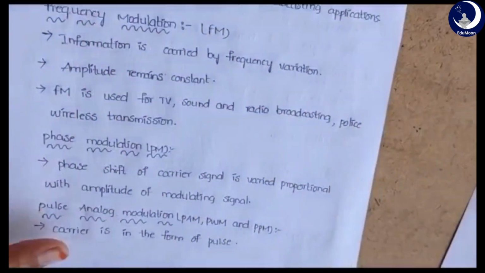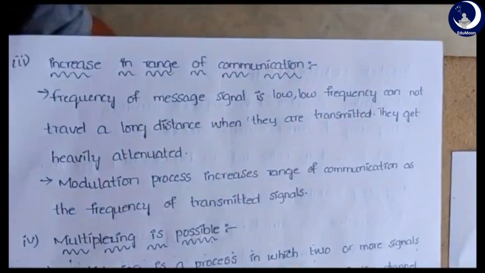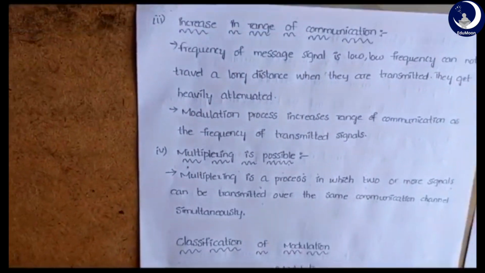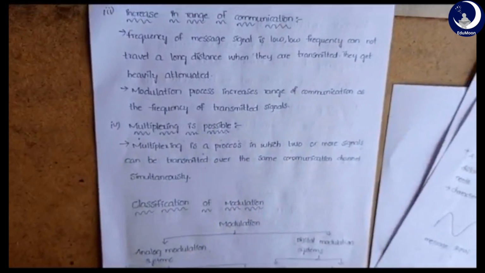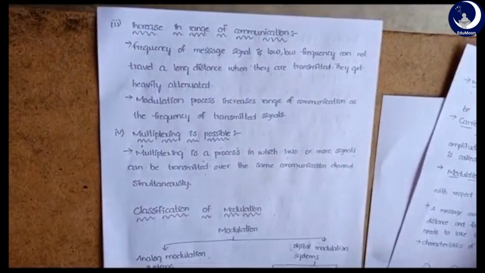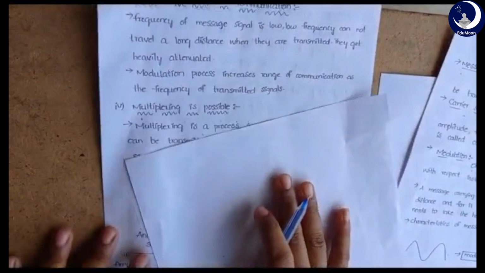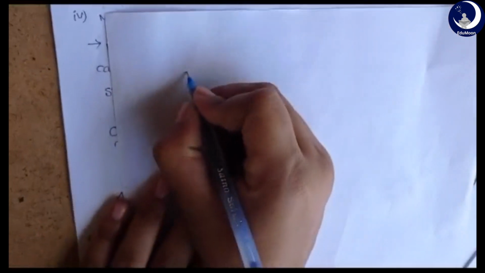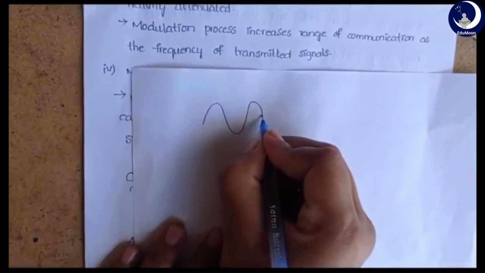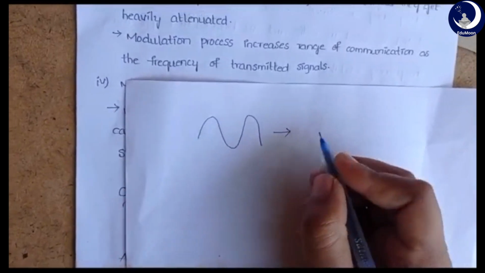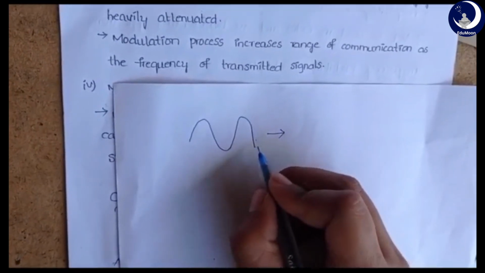And next one is increase in range of communication. I'm saying modulation increases range of communication, but how? Let's see. Generally, consider our message signal, which is of low frequency. As I said, low frequency signals cannot be transmitted over a long distance.